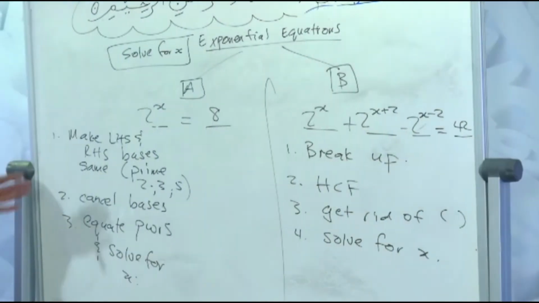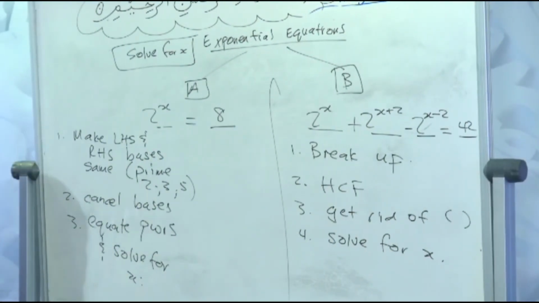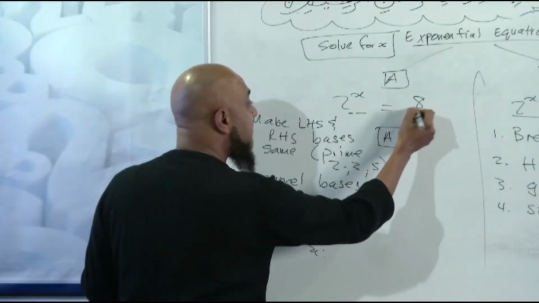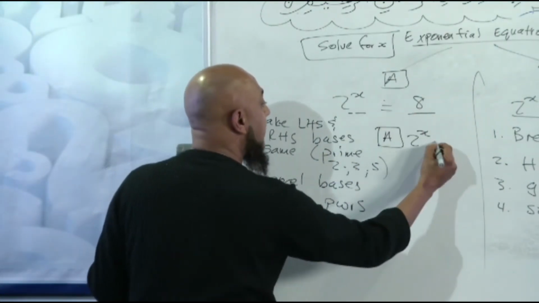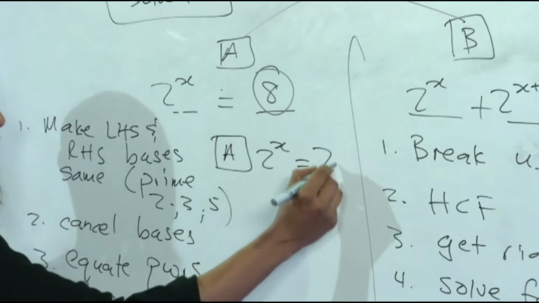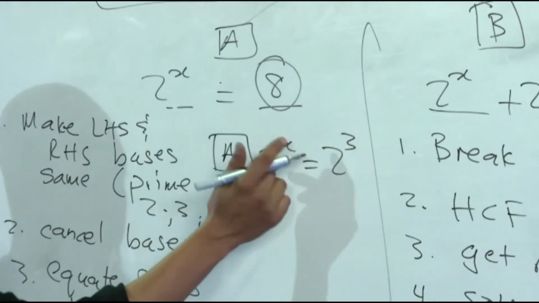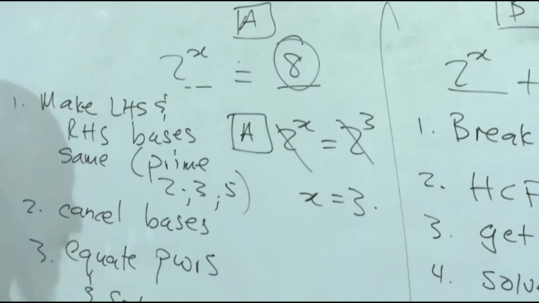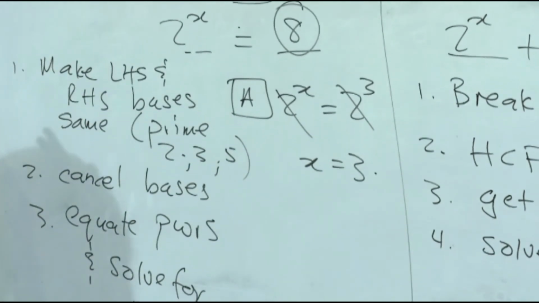Let's take a few examples here. 2 to the power x is equal to 8. Let's start with a basic one here. Follow these rules. Let's make the bases the same. 2 to the power x is equal to, the number 8 is 2 to the power 3. So we made the bases the same. Cancel the bases. x is equal to 3. Okay, boys and girls, take these rules down.